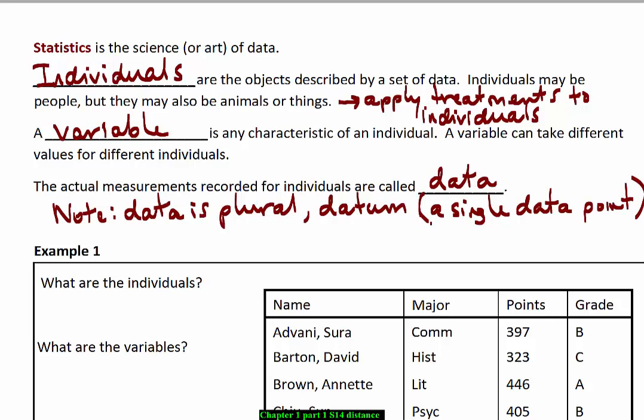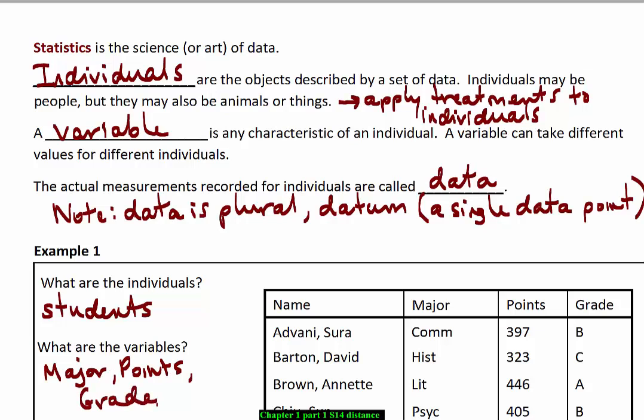Example 1. We've got a table with some names, major, points, and grade. What are the individuals here? We're making observations on people or students. We can tell that they're students because of what we're collecting information on. What are the variables? What are the characteristics of the individuals that we're recording here? We've got their major, their points, and their grades. So we've got 3 variables that we collected in this example.